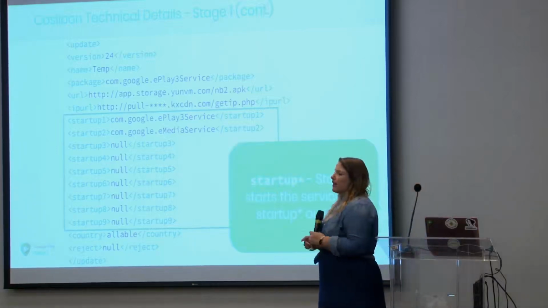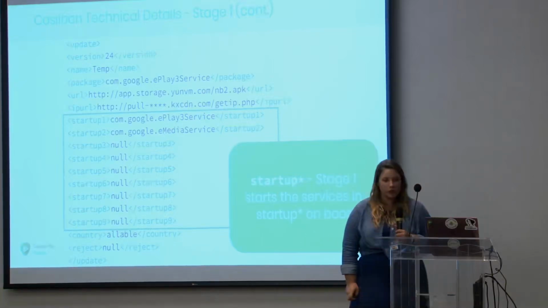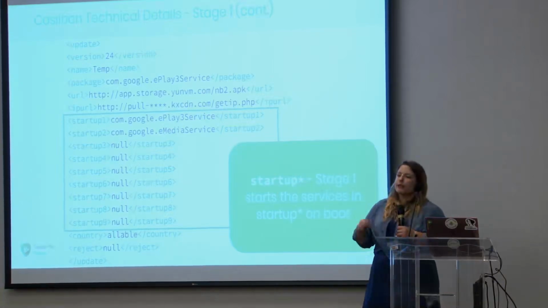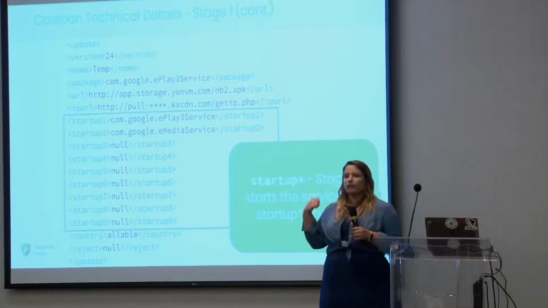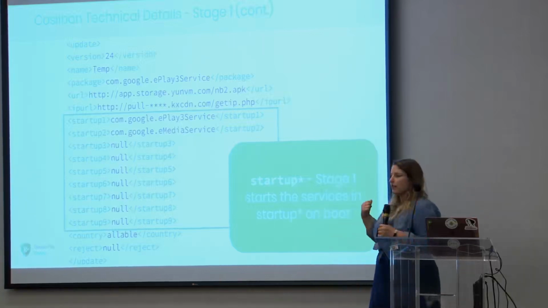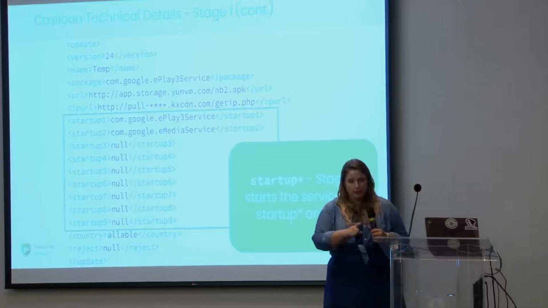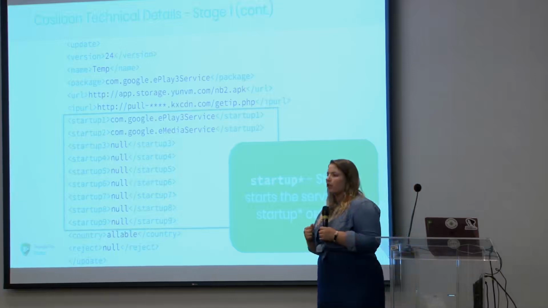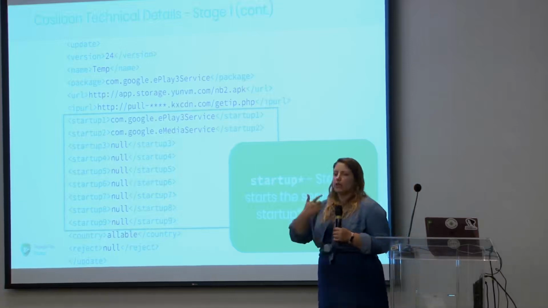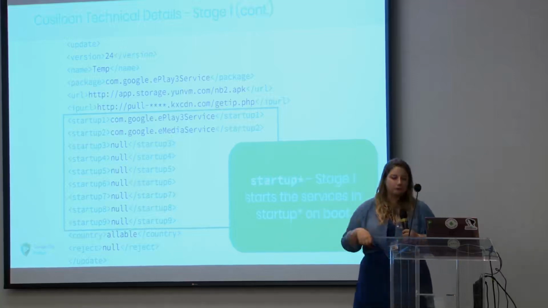These startup values were interesting. What these startup values are is they are going to set a preference within the stage 1 application that says every time the phone boots up, you're going to start these services. These services are usually living in the stage 2 application. So it's the way that that stage 1 system pre-installed application is able to ensure the longevity and the lifeline of the stage 2 application that gets installed.